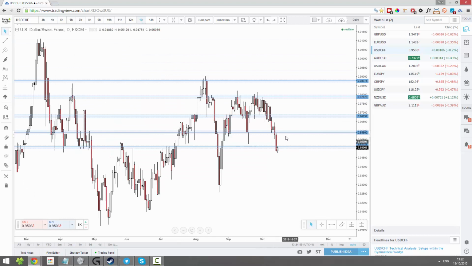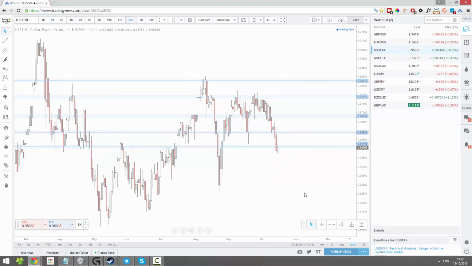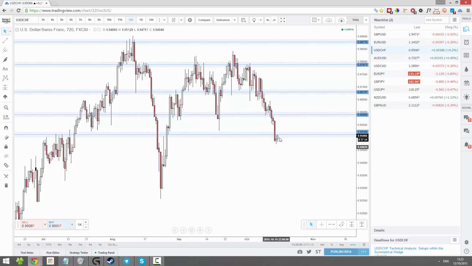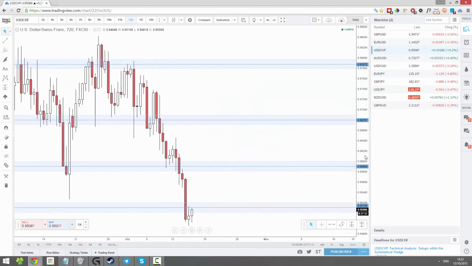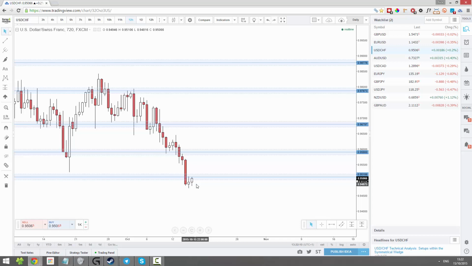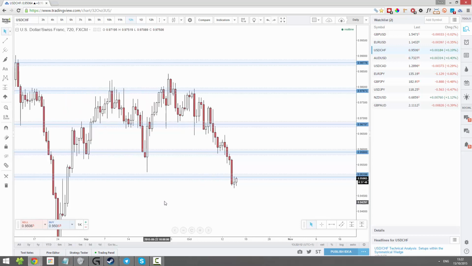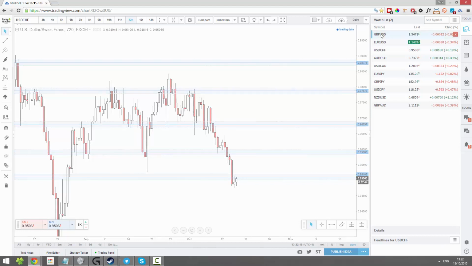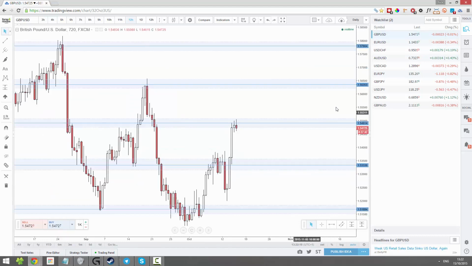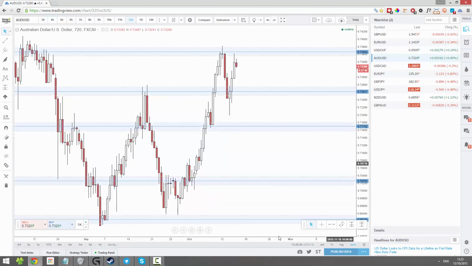It still looks like there's potential for a reversal trade here, but I don't really like the formation that much here on the 12 hour. I mean, some people could take this. I think you might get a good risk to reward ratio, but I'm more interested in the GBP USD short on the 12 hour than I am this USDCHF trade.